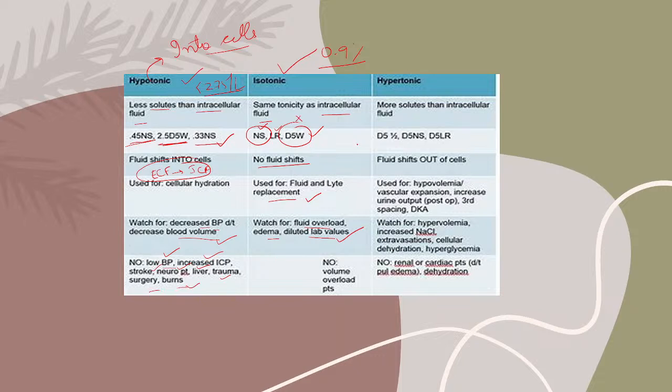Then if we talk about hypertonic, the osmolality of this solution is more than 375.